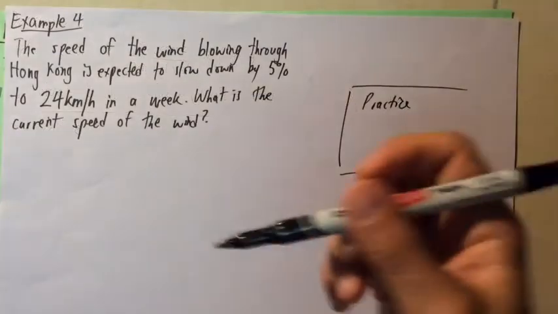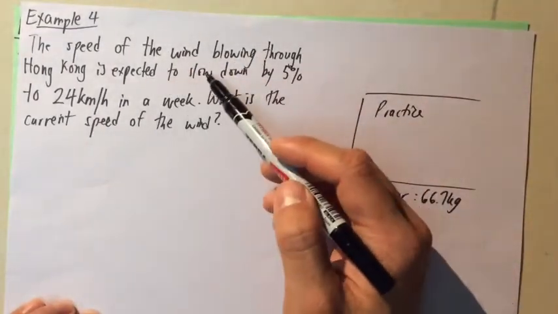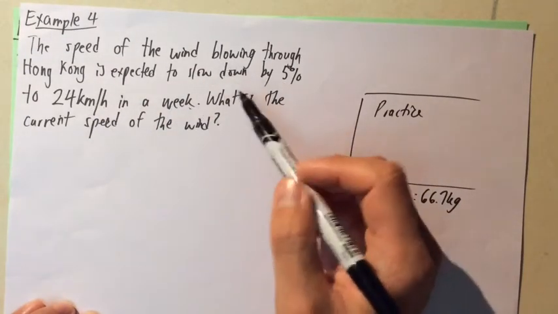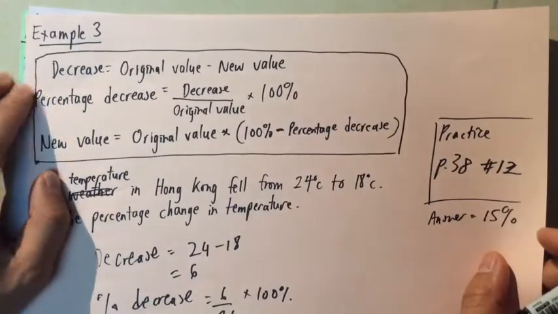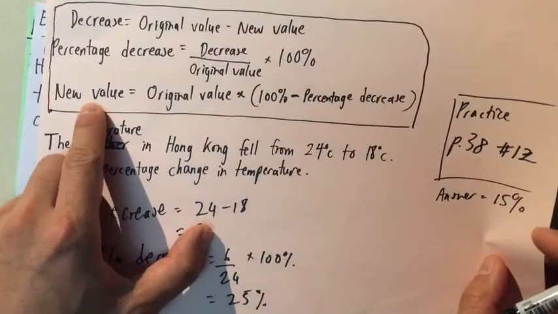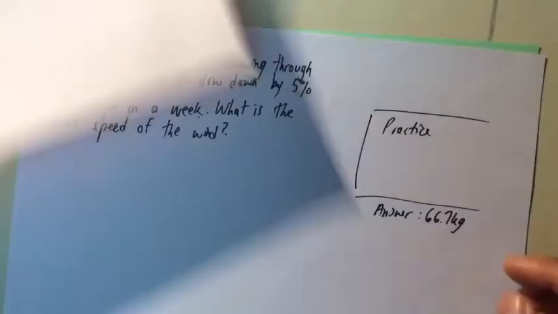Example number 4. The speed of the wind blowing through Hong Kong is expected to slow down by 5% to 24 kilometers an hour in a week. What is the current speed of the wind? This time, which formula should we be using? It should be the third one, because we are given the new value and a percentage decrease. So with that, we can find the original value.